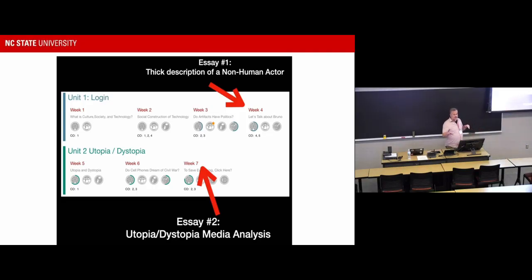At the end of each unit, they would have an assignment due, right? The first one is what I call a thick description of a non-human actor. Basically, they have to write about how technologies exist in the world and are in relationship with people and other things.